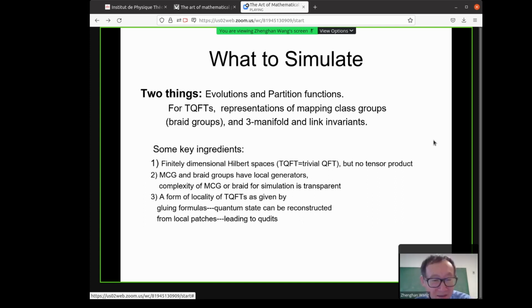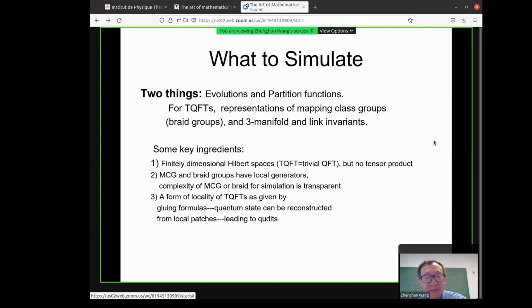And then another advantage of topological quantum field theories are the mapping class groups and the braid groups. They have some obvious generators, and you can consider those as local generators. And with these generators, you can think about the complexity of a mapping class, just how long you have to write this mapping class in terms of the generators.